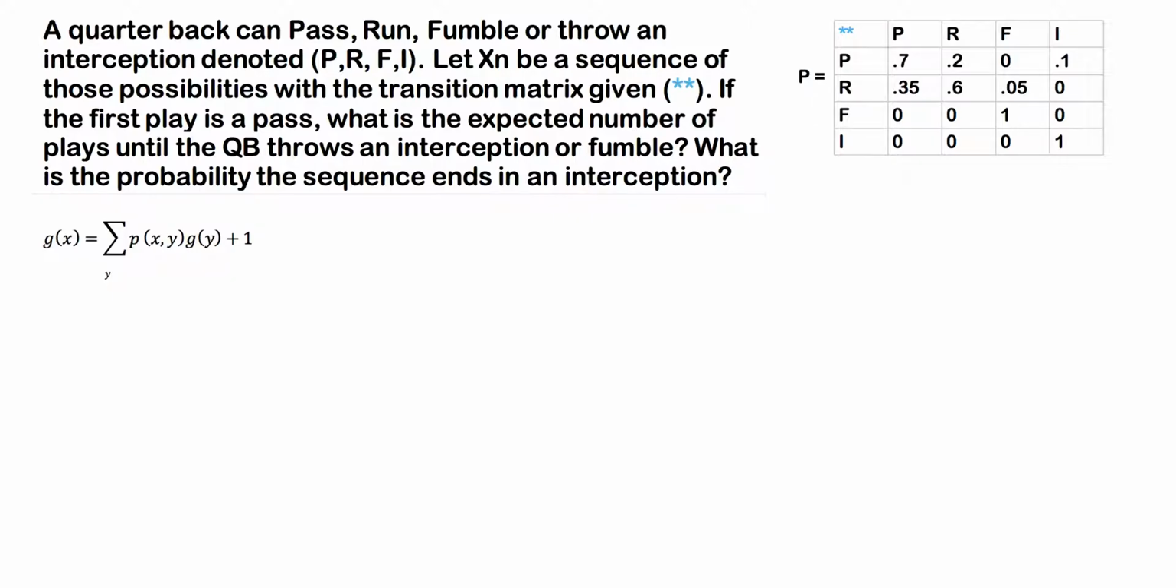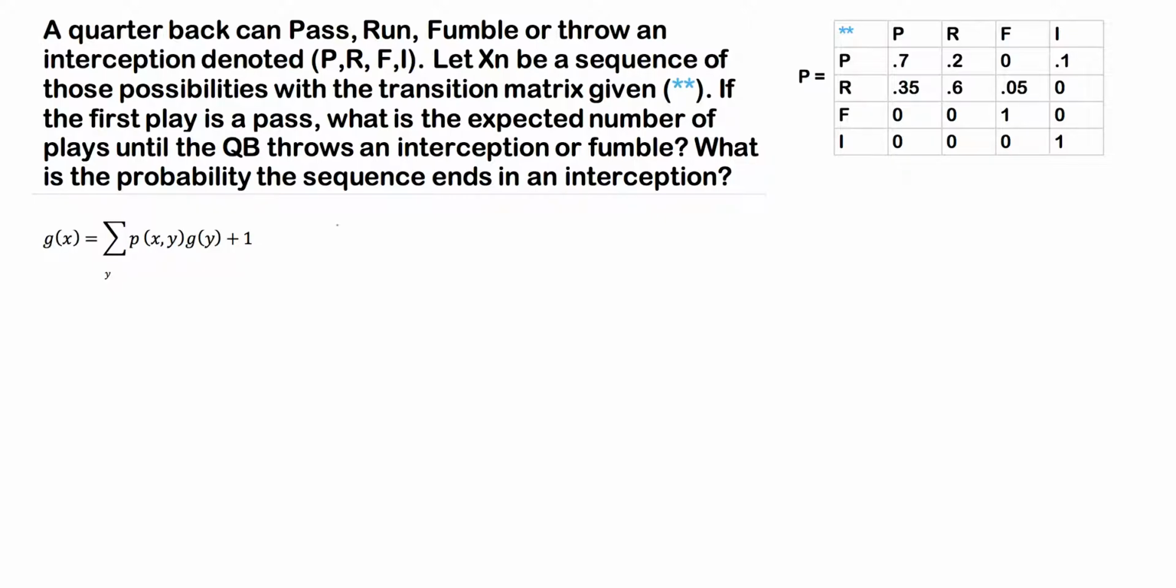Now, what we're talking about here is exit distributions and exit times. So we're going to use a formula for exit time, g of x, for this first problem. What is the expected number of plays until the QB throws an interception or fumble? Looking at our matrix here to the right, F and I are definitely absorbing states. So this is going to end this sequence without question. Once we're in F, we're not leaving F. There's a probability of 1 of staying in F, and same for the interception. We can see that from our matrix.